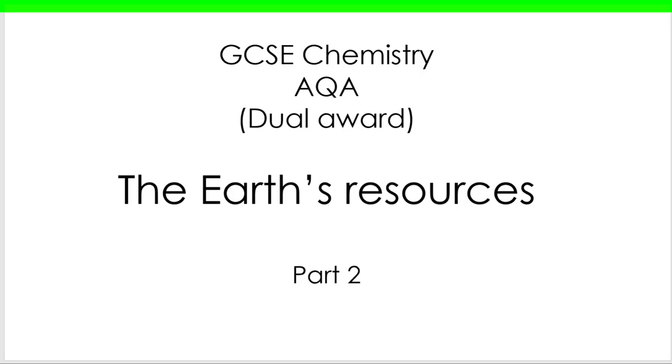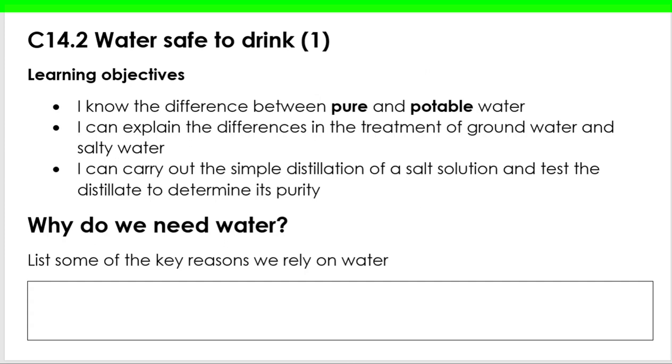This is part 2 of the Earth Resources topic on AQA GCSE chemistry. It's a dual award topic, which means triple award students will need to learn it as well. This particular chapter, the Earth Resources, is quite fragmented, so this doesn't really follow on from what came before. In this video, we are going to look at how water is made safe to drink. And I'm going to recommend you pause and try the activities before you review, as always.